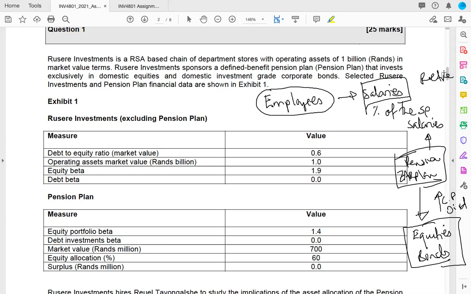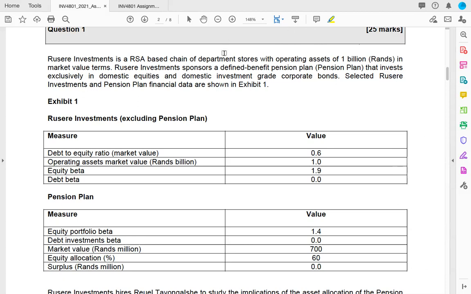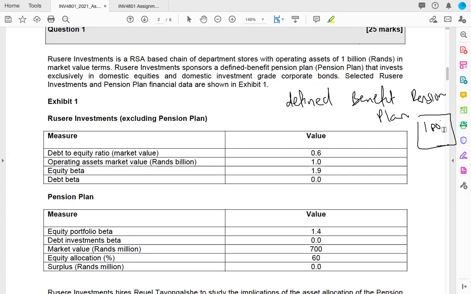So that's the whole idea behind a defined benefit pension plan. Make sure you know the difference between a defined benefit pension plan, where all the money of all the employees is pooled into one pot and then invested. Make sure you know the difference between a defined benefit pension plan and a defined contribution pension plan.